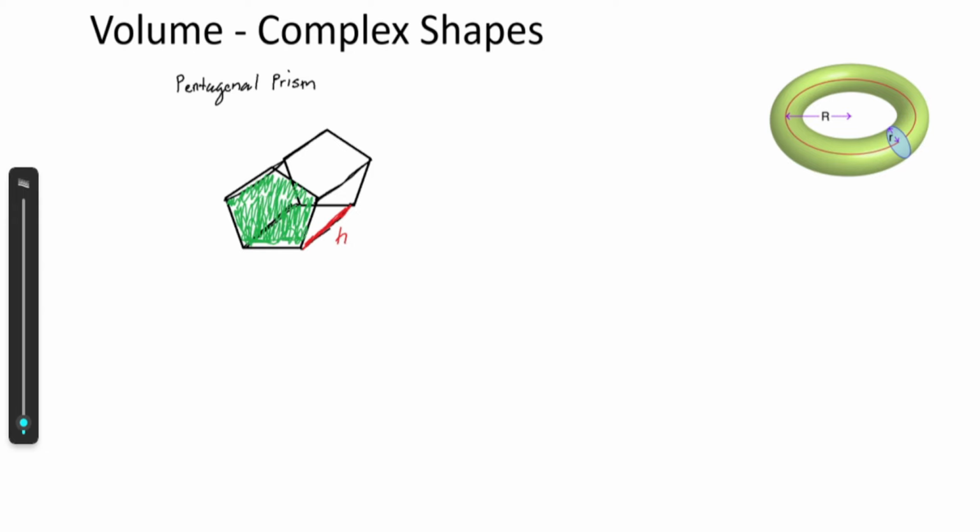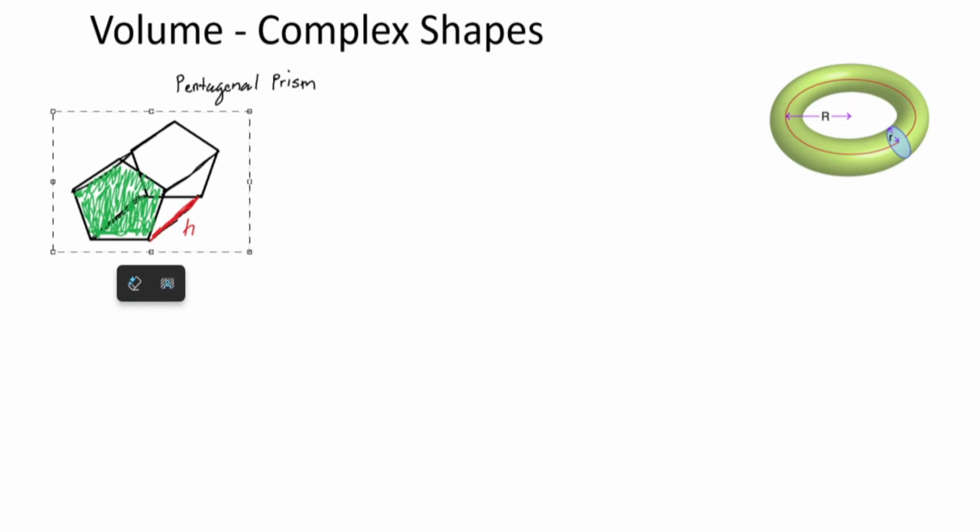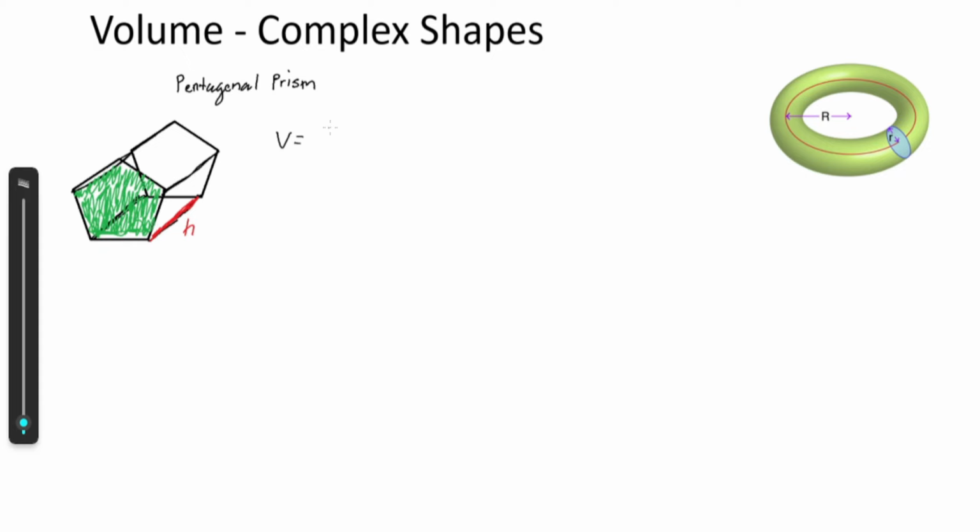And typically we deal with regular shapes. So just like a cylinder or a rectangular prism, we're going to look at this base, the area of the base, and just multiply it by the height. So if we go back here, the volume of a pentagonal prism is equal to just the area of the base multiplied by the height. And h corresponds to this h, those are referring to the same thing.